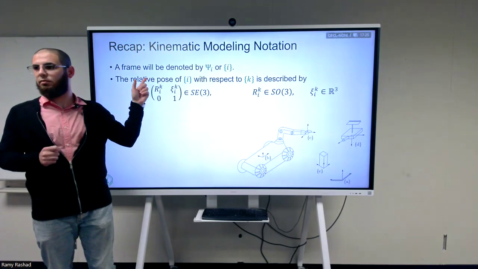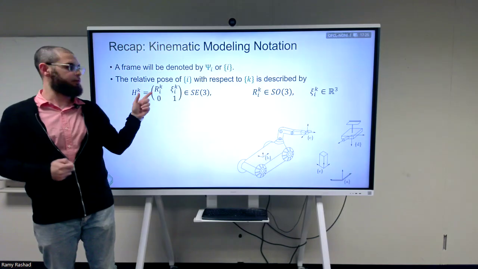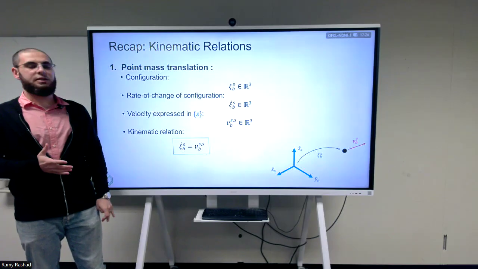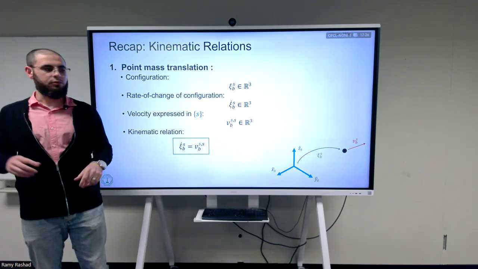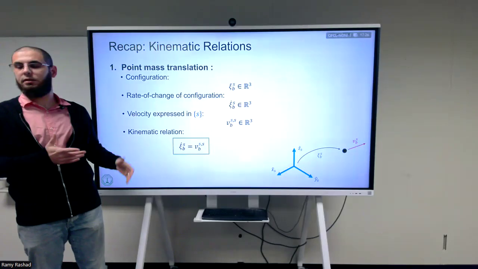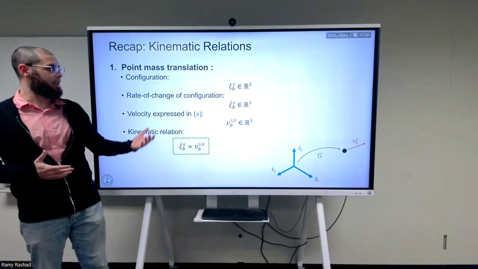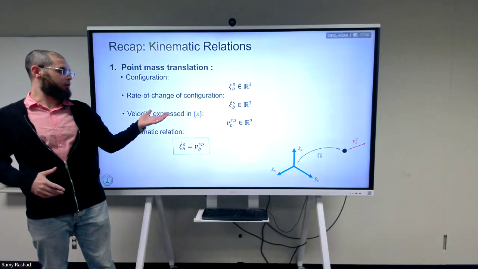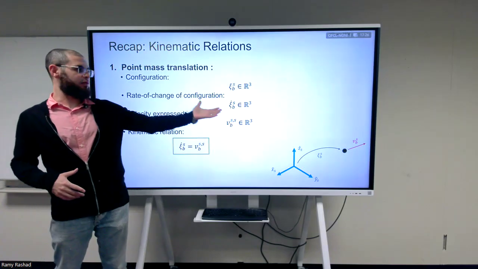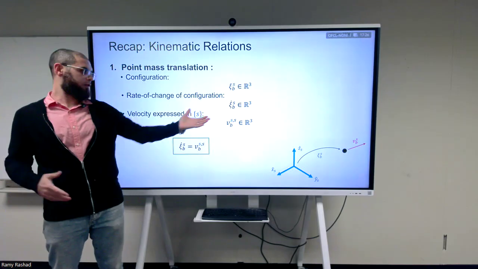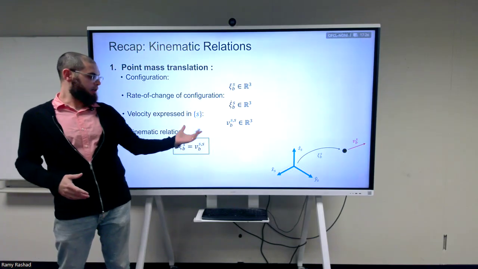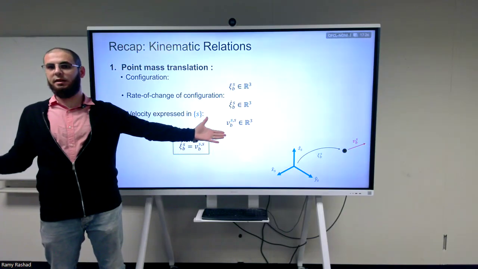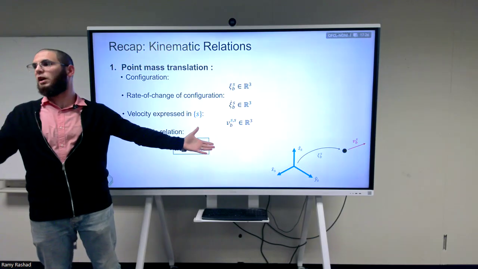So the K is on top. This is where you're expressing stuff. And then we said that for point dynamics, if you have points that don't have any frames, this is usually the setup that you're familiar with from basic mechanics. The configuration is given by this relative displacement between B and S, the rate of change of the configuration is psi dot, and the velocity expressed in S is simply the rate of change of the position. You only have one frame here, which is the inertial frame, and this is where you refer everything to.